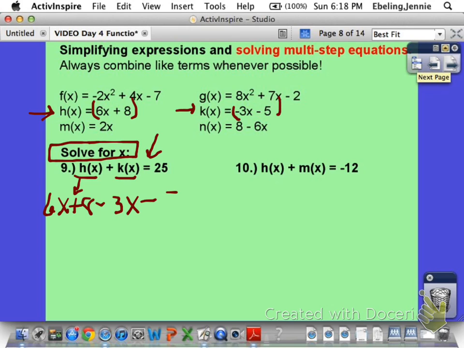Negative 3x minus 5 is equal to 25. I have this equal sign here. This is an equation that I have to solve.